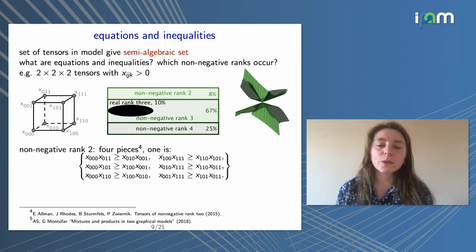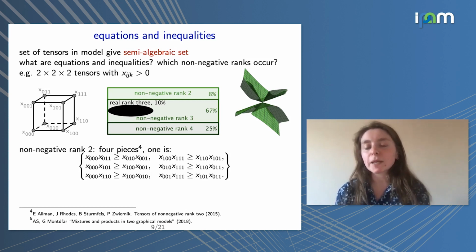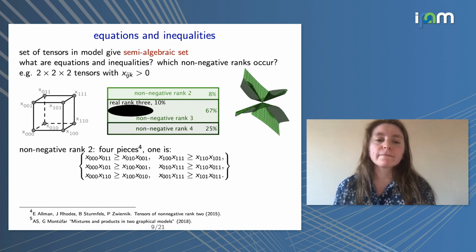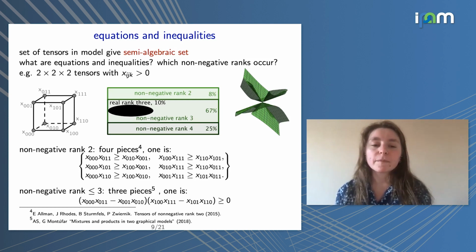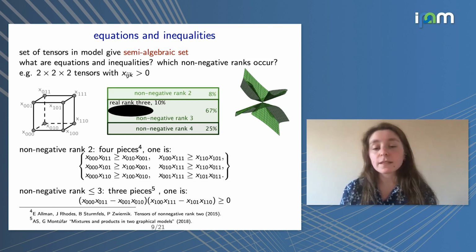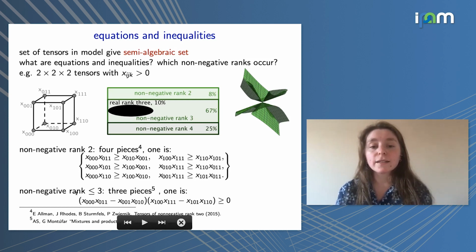Where do the other 3 pieces come from? Just by relabeling, by swapping indices 0 and 1. The non-negative rank 3 locus has 3 pieces. We studied this in joint work with Guido Montufar, and one of the 3 pieces looks like this. Again, you obtain the other pieces by swapping indices 0 and 1.